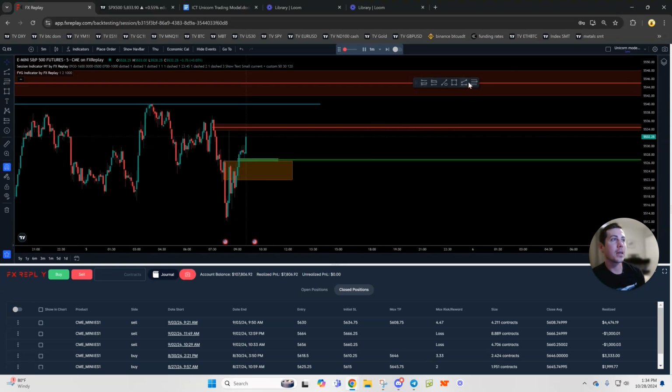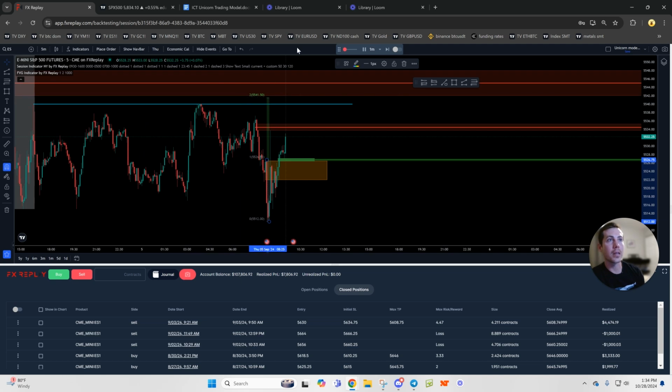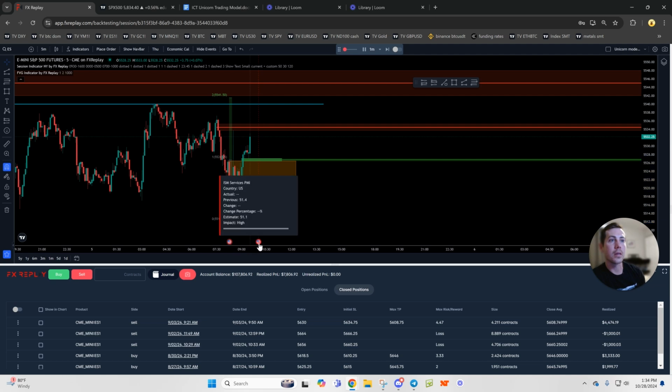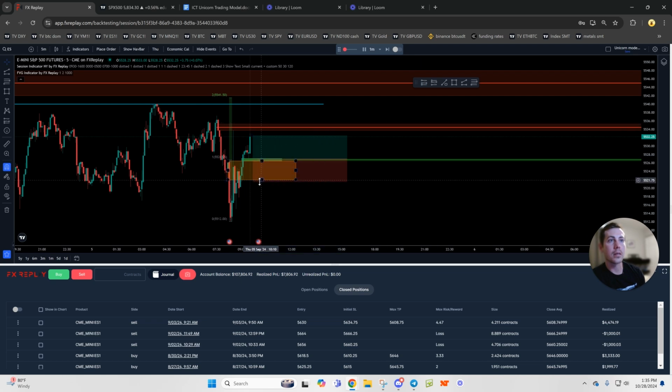Our manipulation leg was this move here, and the 2 standard deviations is a little bit above our draw on liquidity, but not too much. It's not crazy higher. So let's see after New York Open. We do have this news that we have to be aware of. It's PMI, which usually isn't too bad, but let's see if we can get a trade here.